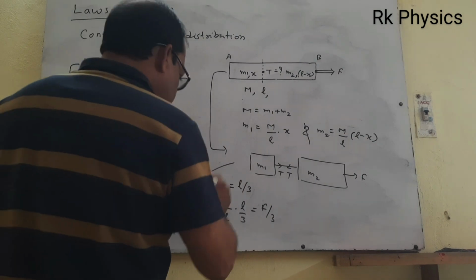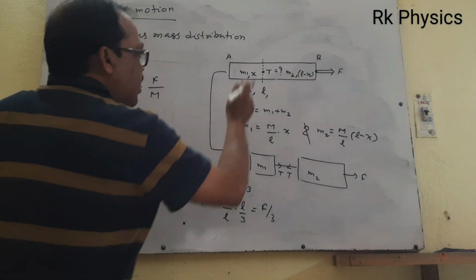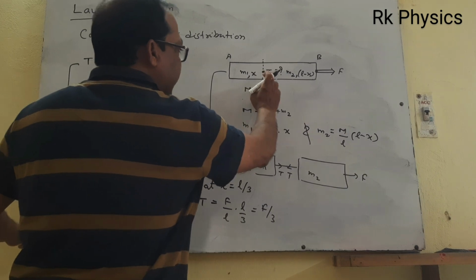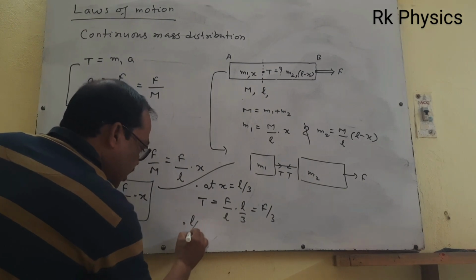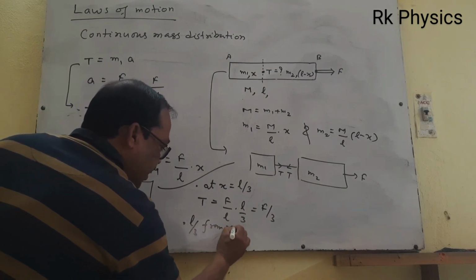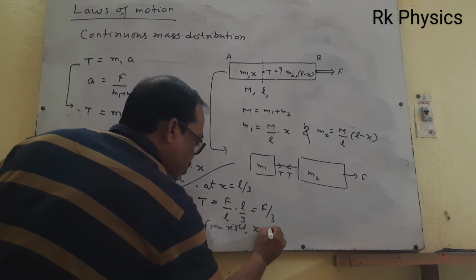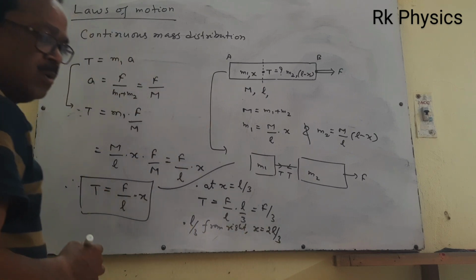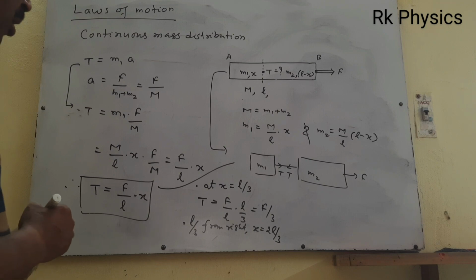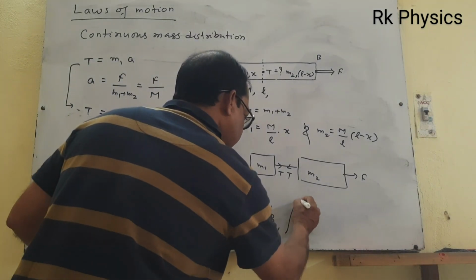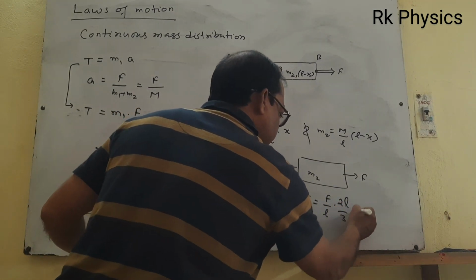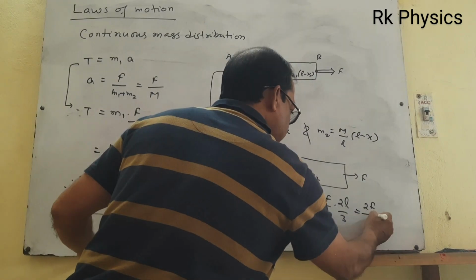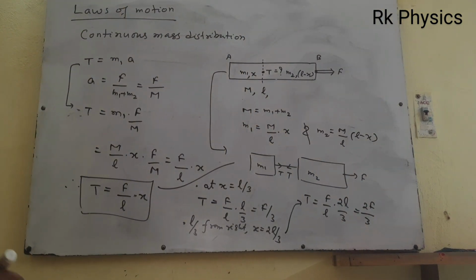Suppose the point is given such that you calculate T at L by 3 from the right end. L by 3 from the right end means x equals 2L by 3. If you put x equal to 2L by 3, then T is F by L into 2L by 3. This is 2F divided by 3. So this is your formula.